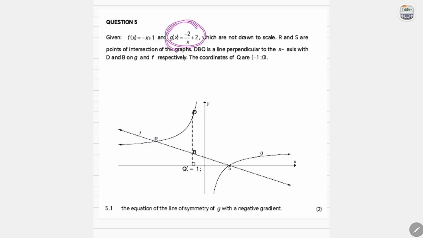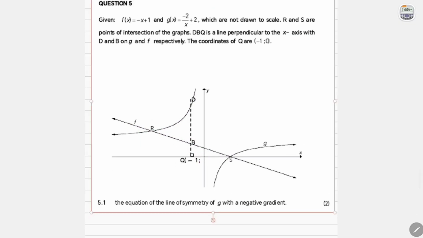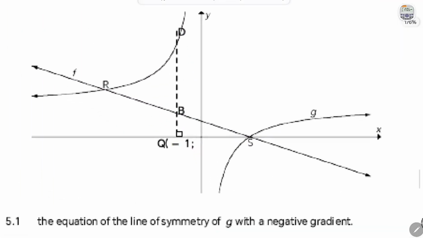So that is a hyperbolic function. Okay, we saw, like in the previous question, question 4, the graphs are not drawn to scale, so keep that in mind. R and S are points of intersection of the graphs. And then we have this line DBQ, a line perpendicular to the x-axis with D and B on G and F respectively. The coordinates of Q are (-1; 0). As we can see, that is an x-intercept.